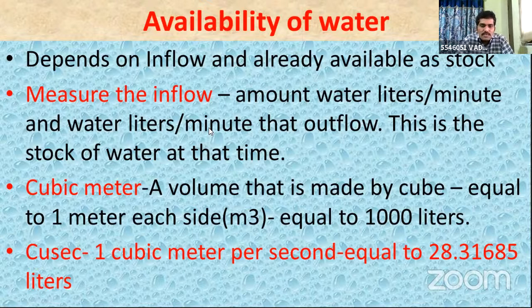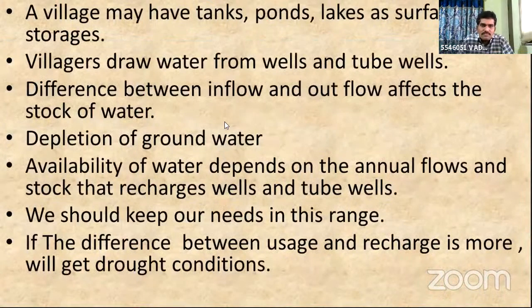How many cubic feet are going out from our dam per second? That is equal to 28.31 liters. 1 cusec is equal to 28.31 liters. So these are the measurements used to measure water inflow and outflow. We can understand the stock of water by analyzing the inflow and outflow of the water.